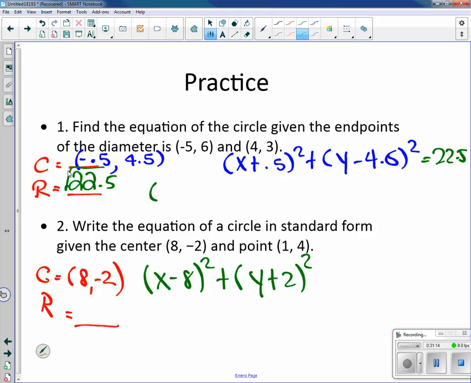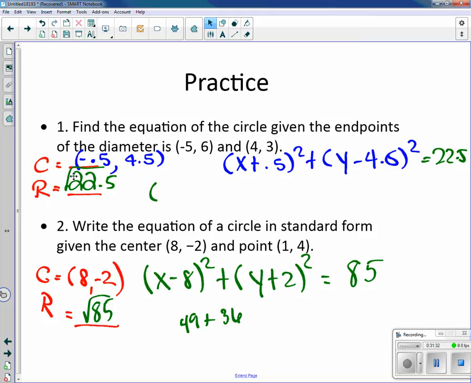Let me see your calculator. This should be 49 plus 36. So you should have gotten 85. And this will be the square root of 85. You didn't get 85? Let me see your calculator and tell you what you read wrong. It's still in there.